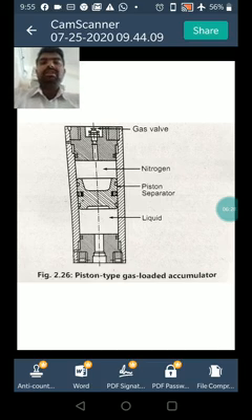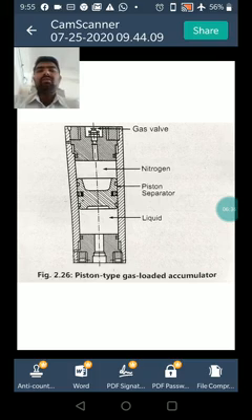Next point, these accumulators are often incorporated with a built-in safety device like a safety seal. When the pressure exceeds the safety limits, the end cap or ring loses its pressure seal. The variation of gas pressure with the volume of oil in the accumulator is similar to that in the case of the free contact type, as shown in the figure, piston type gas loaded accumulator.